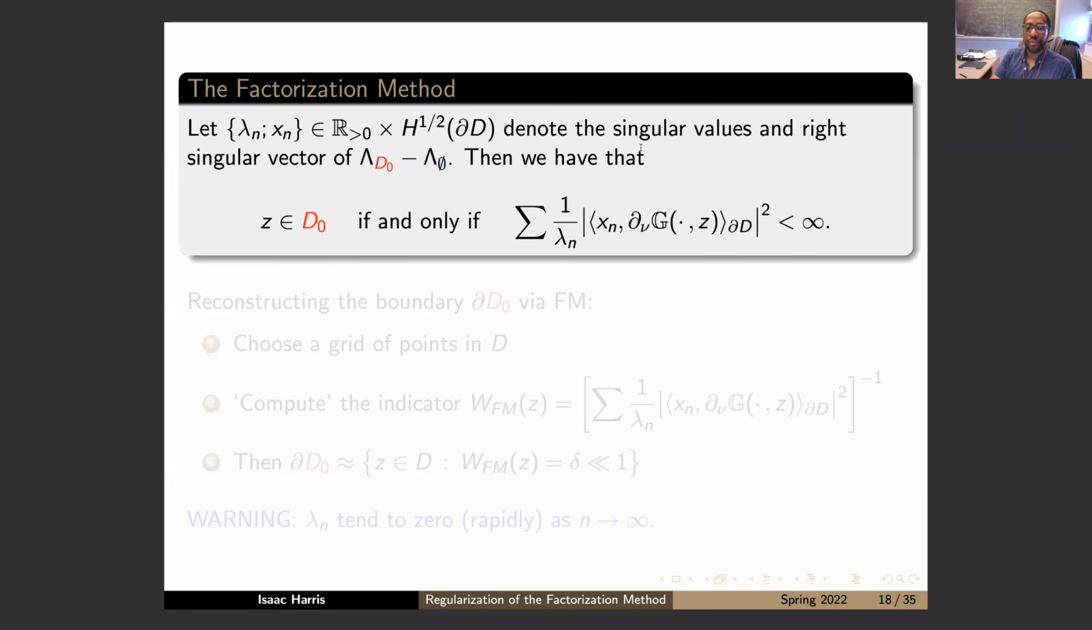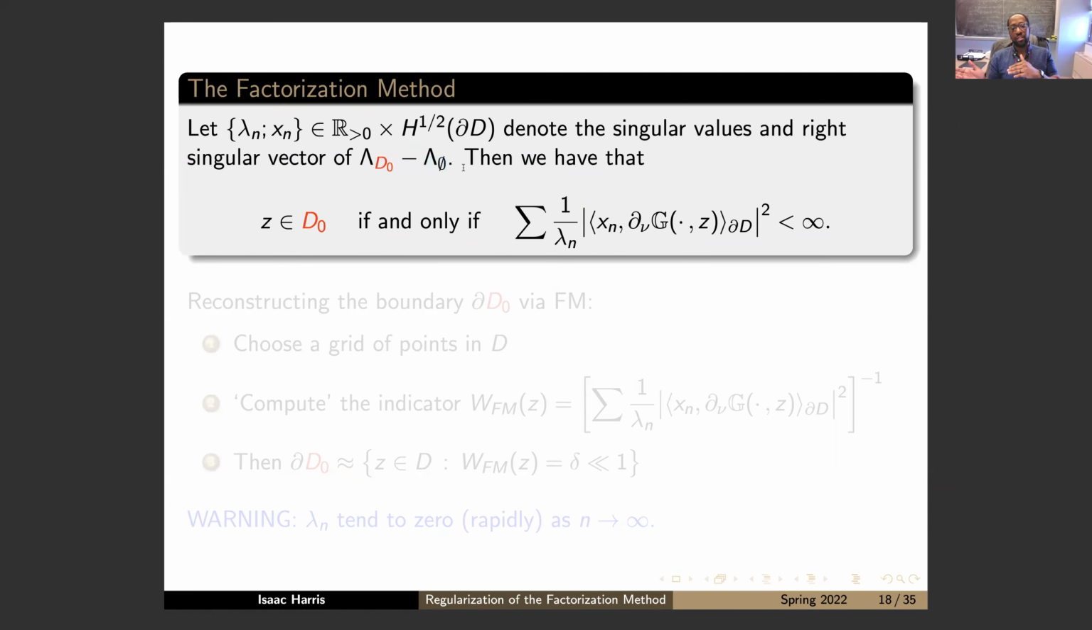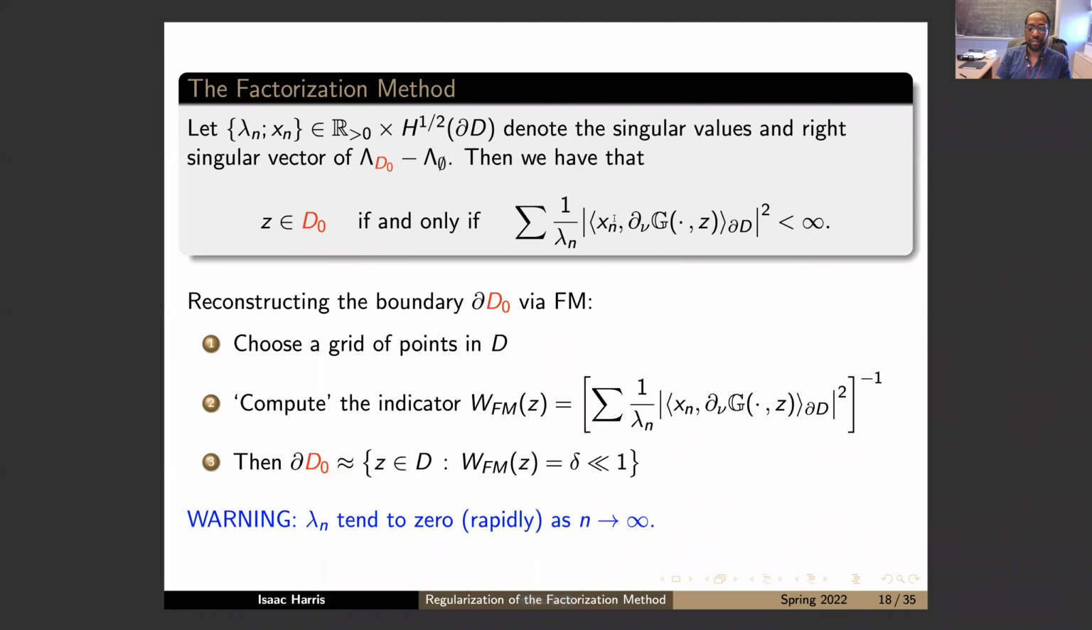And so basically you have to use the singular values and singular vectors of this operator. So you have to go from the square root back to the operator, but you can easily show that this sum will be finite if and only if the sampling point is in the region of interest, where you're using the singular values and singular vectors of the data operator here. So lambda are the singular values, not the eigenvalues, and the x's are the right singular vectors. And so for the factorization method, that's great. This is now if and only if. This quantity, which I can compute specifically from knowing the Dirichlet-Neumann map, can recover the region of interest, okay? And so how do you do it? How do you solve the problem?